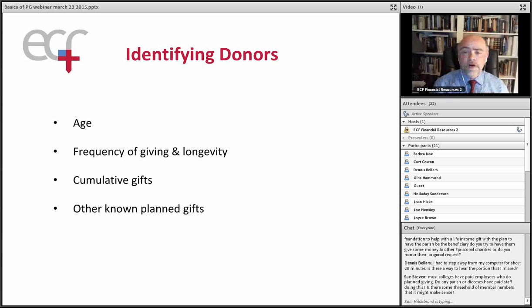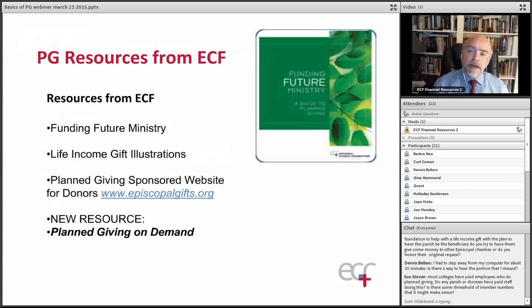We have a tremendous number of resources at the Episcopal Church Foundation. As I had mentioned before, we're the main resource for planned giving for the entire Episcopal Church, and we've been very proud to have taken that over the past 20 years. And it's both in education and having those life income gift assets that we offer.